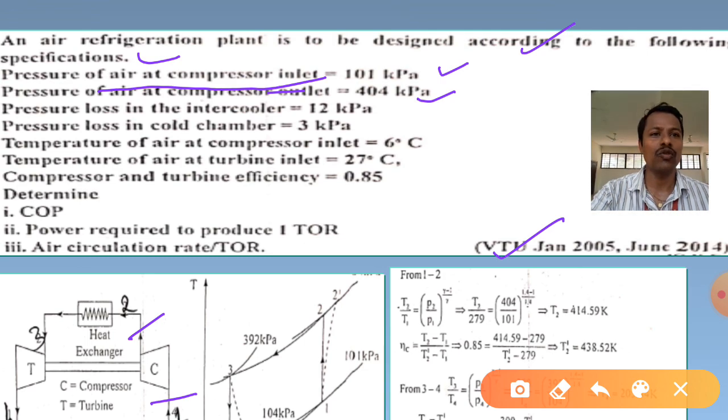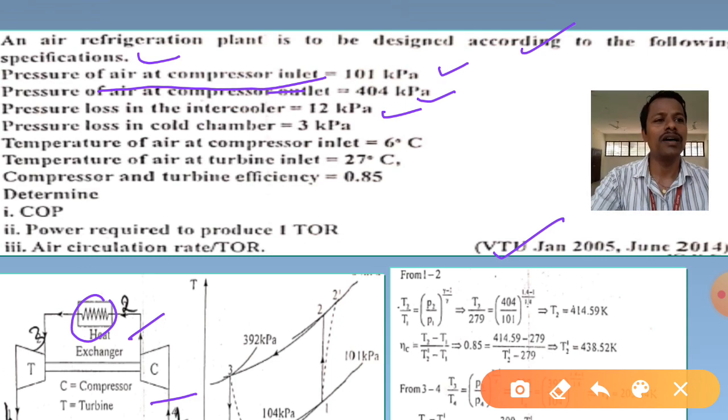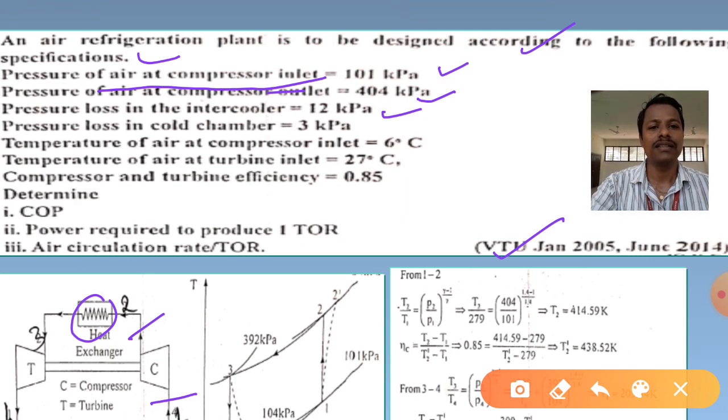So, the pressure loss in the intercooler. We have the intercooler here, and there is a loss of pressure inside the intercooler, that is 12 kilopascal is lost. Why is the pressure lost during flow? There are fluid flow losses, and because of that there is a loss of pressure, 12 kilopascal lost there. Then after that the air enters the turbine. After entry into the turbine there is a pressure loss in the cold chamber also. As we have seen, in the cold chamber 3 kilopascal of pressure is lost.